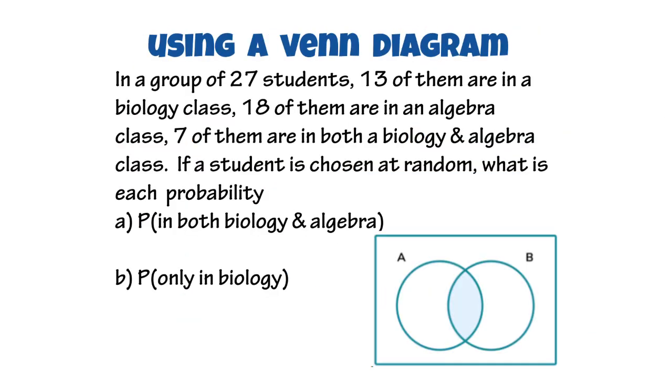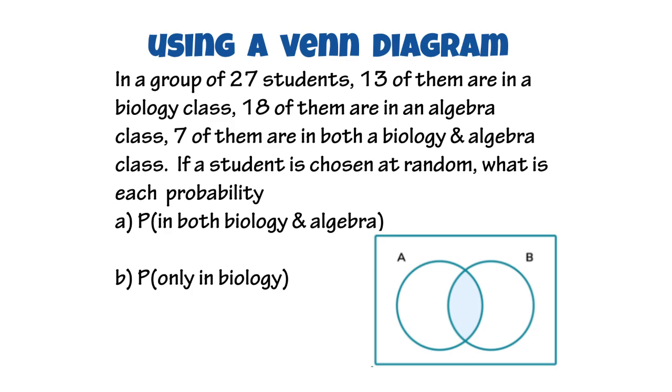Okay, so let's move on to a different type of situation. Let's look at a Venn diagram. It's another way of looking at probability, but you have to organize the data first into this Venn diagram to figure out what that probability might be.